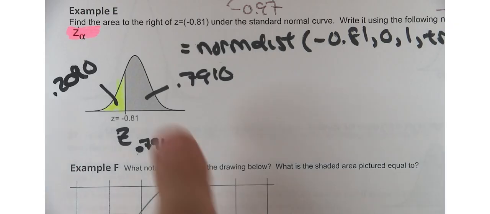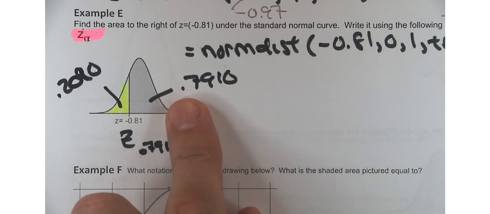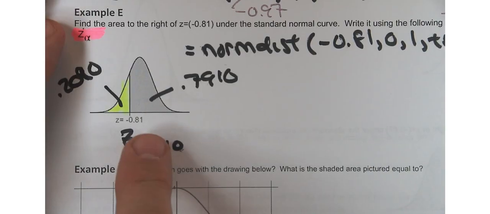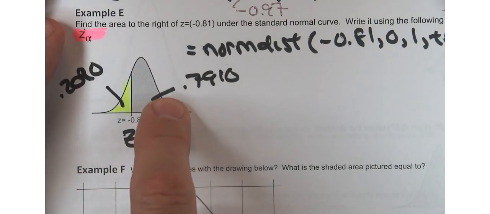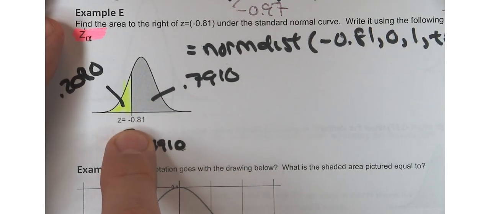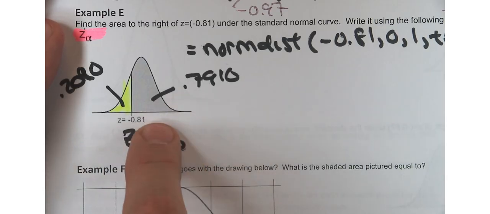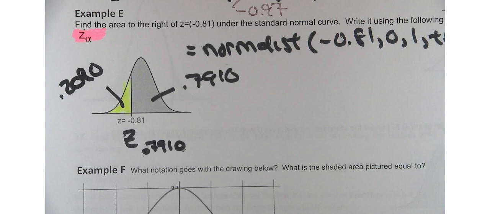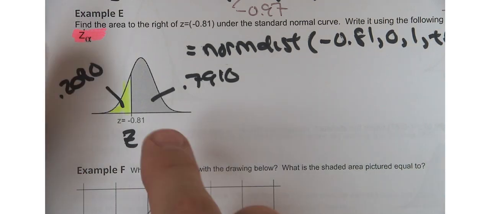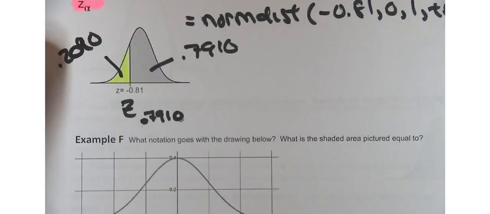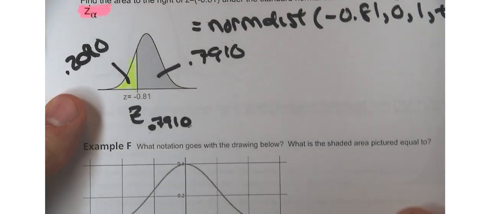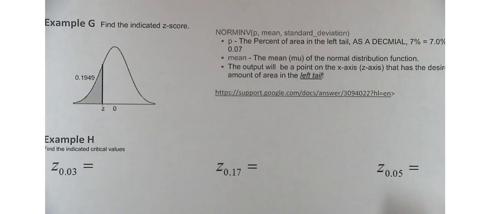Now, a lot of times you're going to start out with an area and then want to get the z value. So I might start out and say, I want the point that's got 5% of the area in this tail. What is that point? So we're going to work on that part next, and that's going to involve a different command from Google Sheets. Of course. Derek?